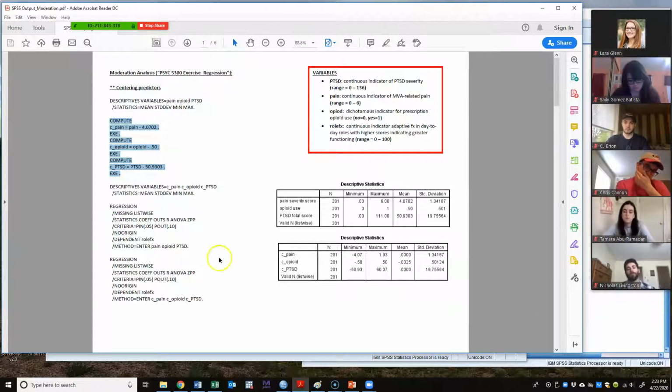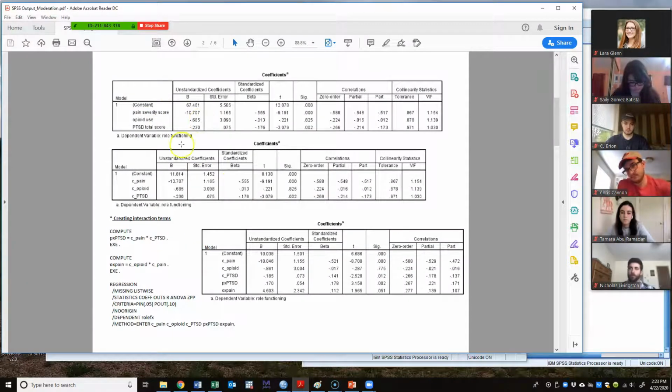Okay, so we went through and we calculated centered variables, and then here it's just looking at our regression models with and without centering, and so you can take a look at that. But then we went through and computed interaction terms, and in SPSS, this is how we need to build these interaction terms, literally creating an actual variable. So we're computing a pain times PTSD and an opiate times pain. These are our two interactions, right?